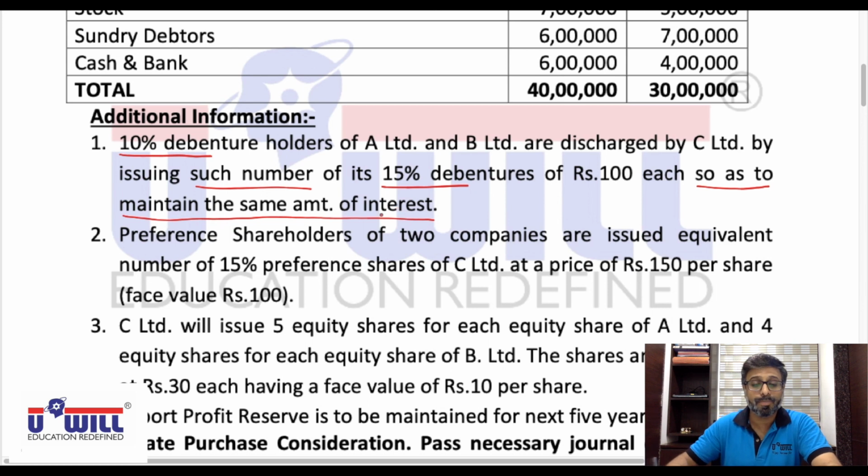Preference shareholders of the two companies are issued equivalent number of 15% preference shares of C Limited at a price of rupees 150 per share. Face value is rupees 100. First of all, underline "issued equivalent number".